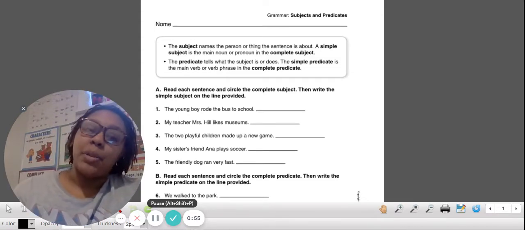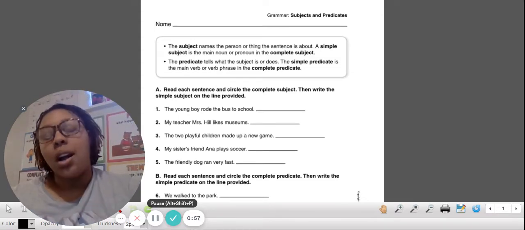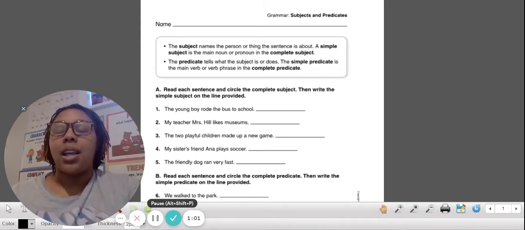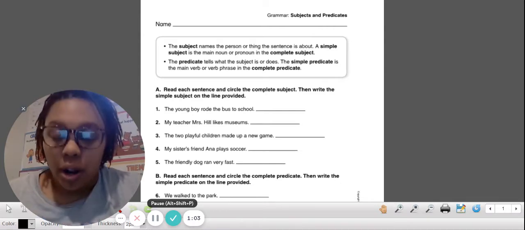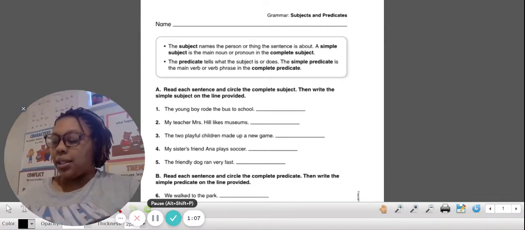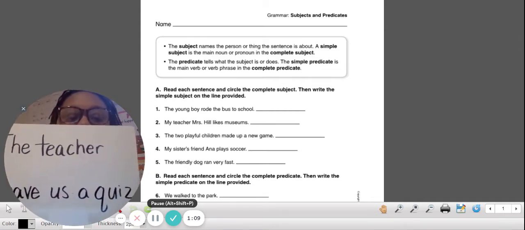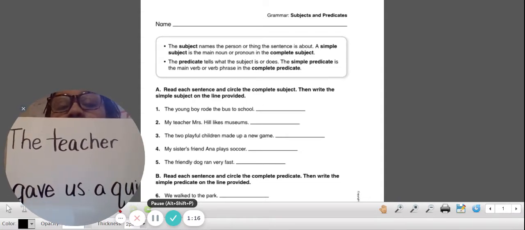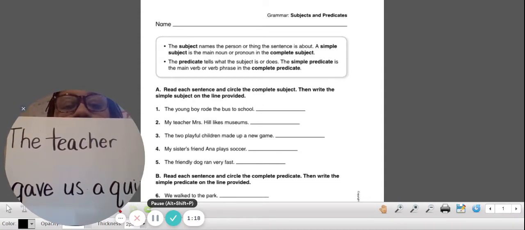So basically, the subject is telling us who we are talking about in the sentence, or what, and the predicate is telling us about that subject. What are they doing? What are they? So let's start with a little practice. The teacher gave us a quiz. Who can tell me what the subject of the simple sentence is?